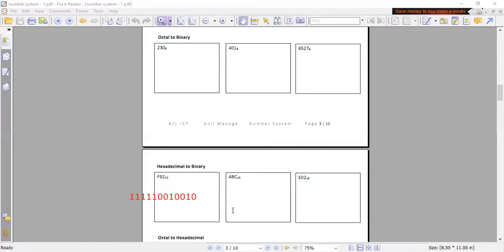Then ABC. A means 10, you can write 1010. B is 11, 1011. C is 12, 1100. Then E02. E is 14, 1110. 0 you can represent with 4 zeros. 2 you can represent with 0010. Right? Okay.